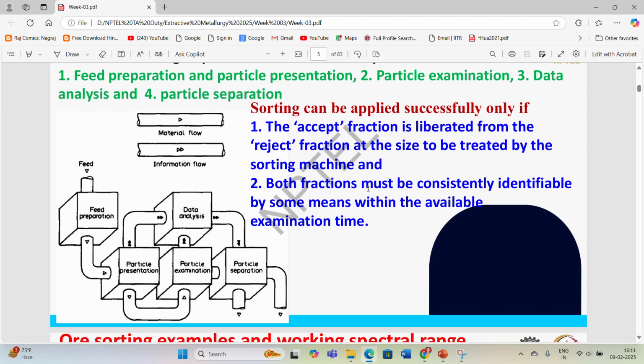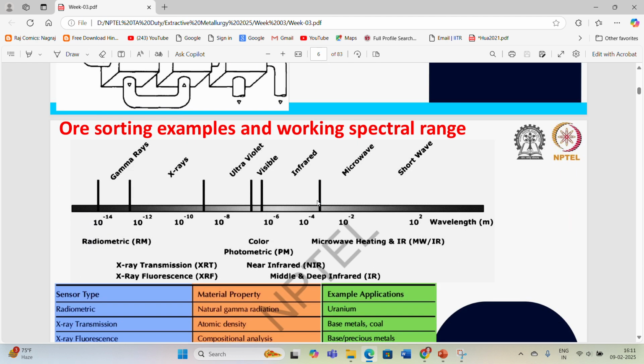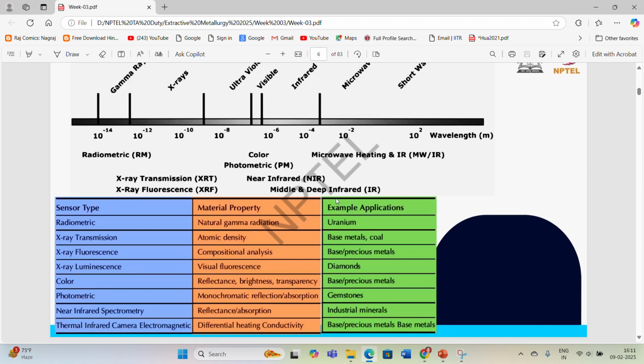Sorting can be applied successfully only if the accept fraction is liberated from the reject fraction. So we need proper liberation of the mineral and gangue particles at the size to be treated by the sorting machine, and both fractions must be consistently identifiable by some means within the available examination time. So, ore sorting examples and working spectral range.